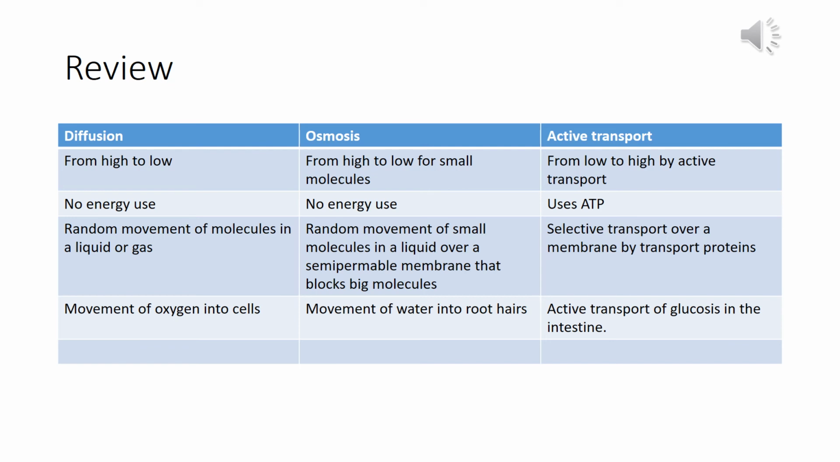Diffusion, one of its roles in biology is moving oxygen into the cell. Osmosis, one of the roles is the movement of water into root hairs, and one of the many roles for active transport is active transport of glucose over the intestinal membranes. So there's much more to it, but this is just a quick recap.